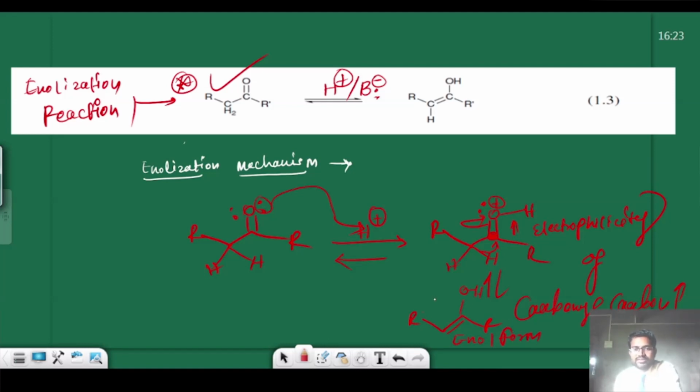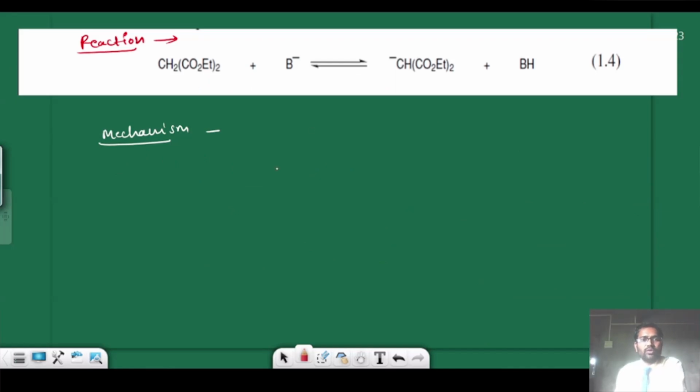So enols are generated in the presence of acid. In the presence of acid, enolization will take place. So this is the mechanism of enolization that we have to understand. Next, these enols and enolates. Now again, one important reaction is mentioned in the book. First of all we will discuss this, then we will discuss the next examples.